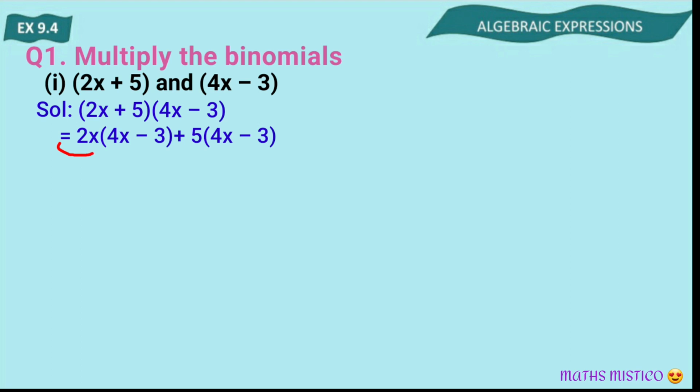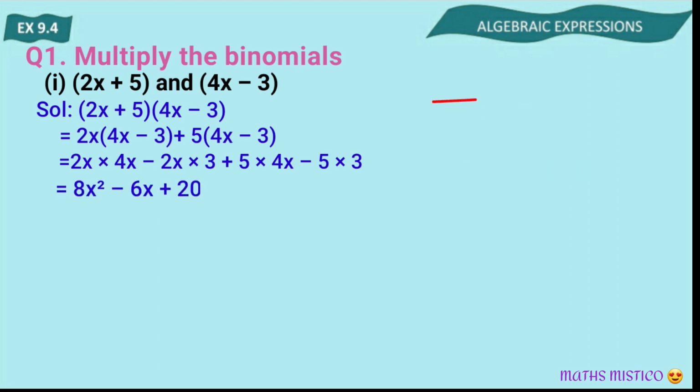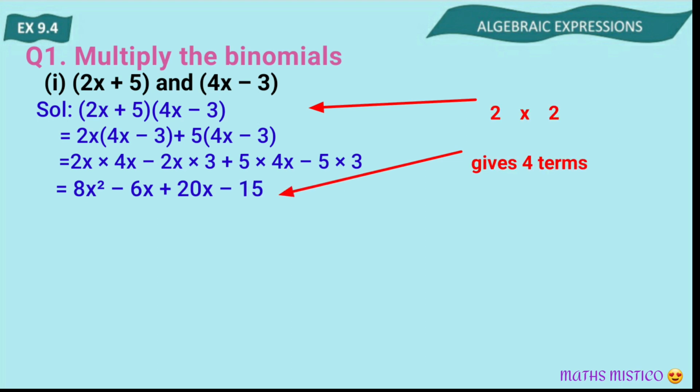So plus into plus plus 2x into 4x, plus into minus minus 2x into 3, and similarly plus into plus plus 5 into 4x, plus into minus minus 5 into 3. Multiplying each pair of monomials, now we get 8x square minus 6x plus 20x minus 15.